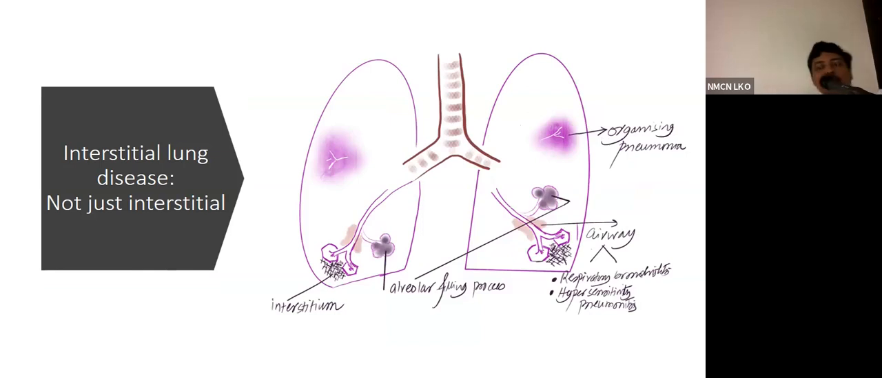So interstitial lung diseases not only involve just the interstitium. It can involve the alveolus, it can involve the airways, the lung parenchyma, and subsequently the pulmonary vasculature. So there may be an organizing pneumonia pattern, respiratory bronchiolitis pattern, and hypersensitivity pneumonitis also. So the broad term is diffuse parenchymal lung diseases.